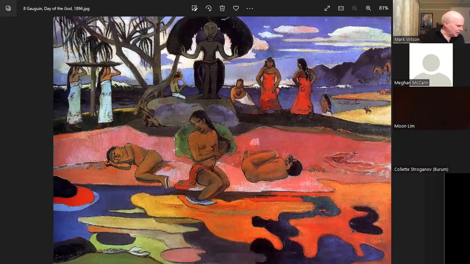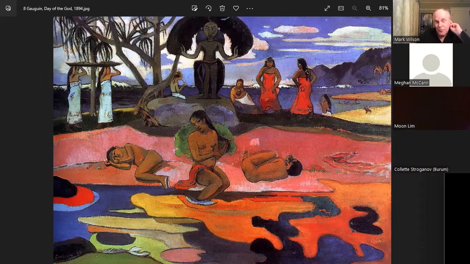This is at the Art Institute of Chicago again, and it's at the bottom of our list for today. Gauguin, already spelled right. Day of the God, 1894. So I already said who he was, so I don't have to repeat that. But I do want to make sure you know one or two facts, in case it might appear on the final, which is this.